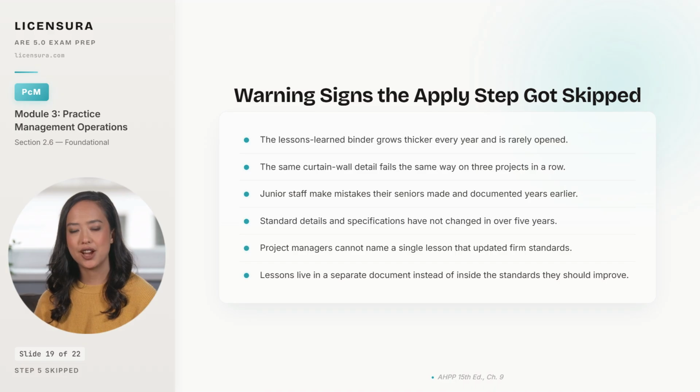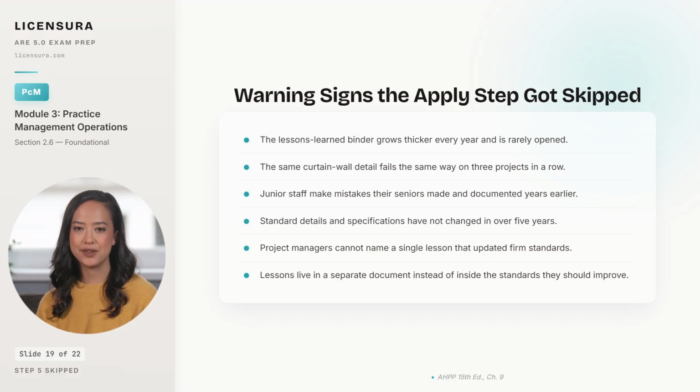The third is generational. Junior staff in their first 3 years make mistakes their senior architects made and documented years earlier, because nothing in the firm's onboarding captured the earlier lessons. The fourth is the standards themselves. If the firm's detail library, specification sections, and procedures have not changed in 5 years, the firm is not actually learning. The fifth is the project manager test.